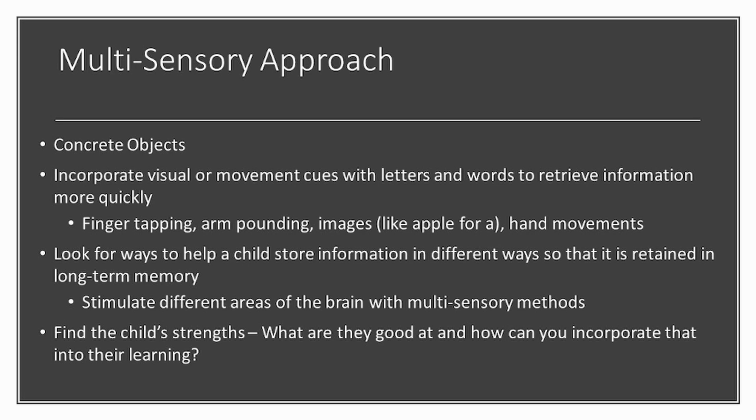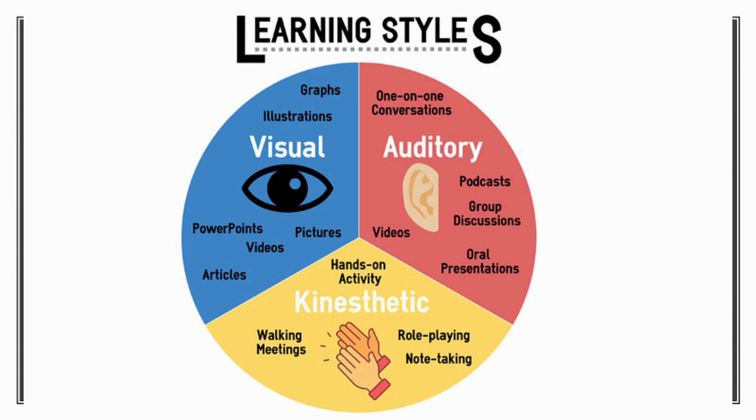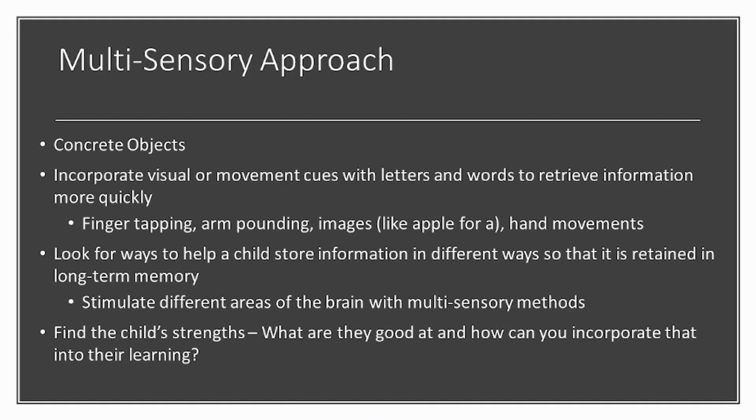We can also incorporate visual or movement cues with letters and words to help the child retrieve information more quickly. So not only are we using a multisensory approach to help the child learn the information and experience the information, but we're going to use a multisensory approach to help the child retrieve the information from their long-term memory. So an idea of this would be finger tapping. When you're trying to sound out a word, you can tap your fingers to help isolate those sounds, to segment those sounds.